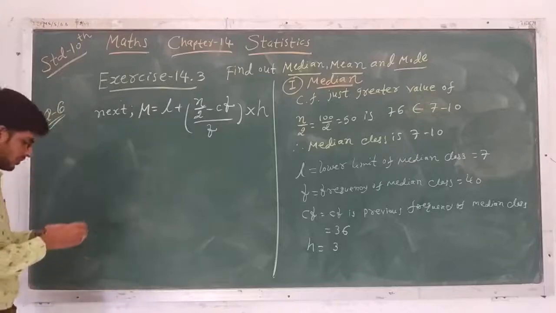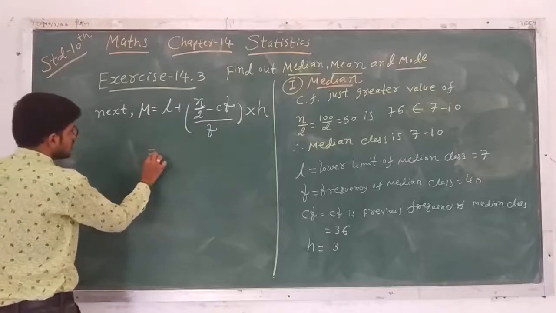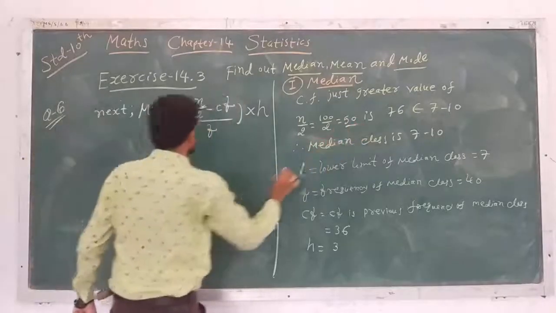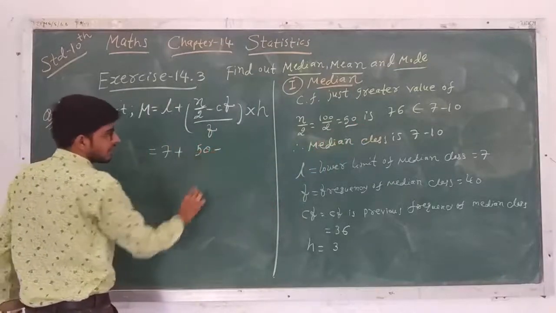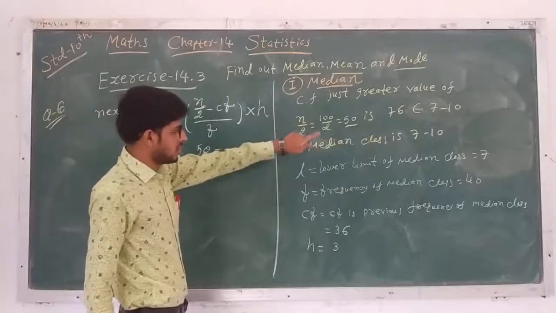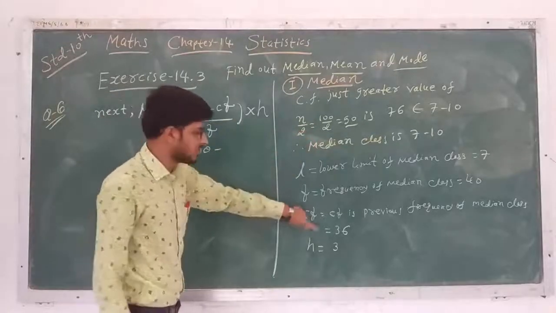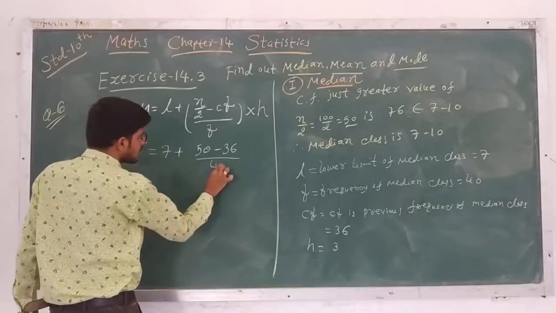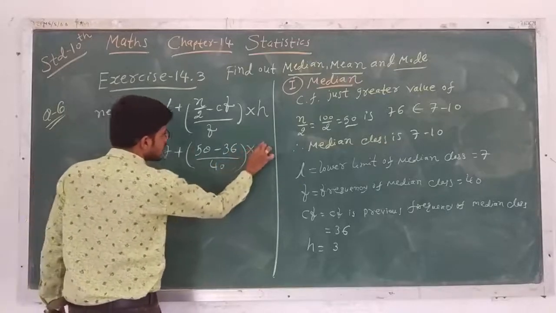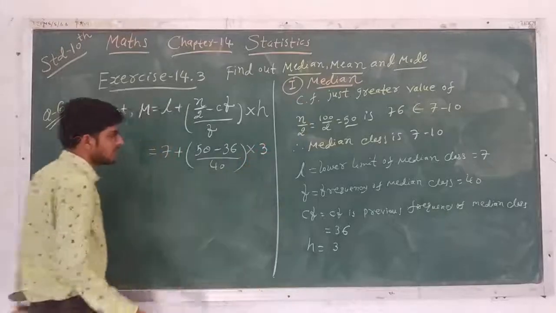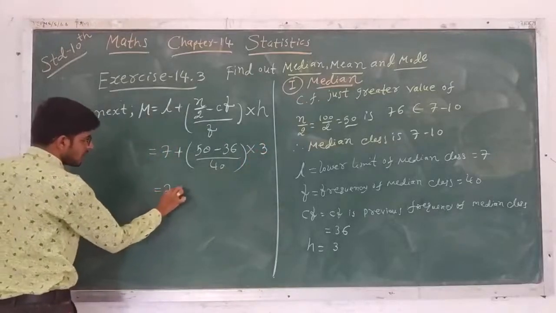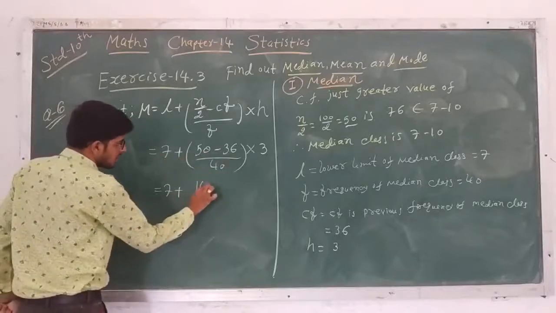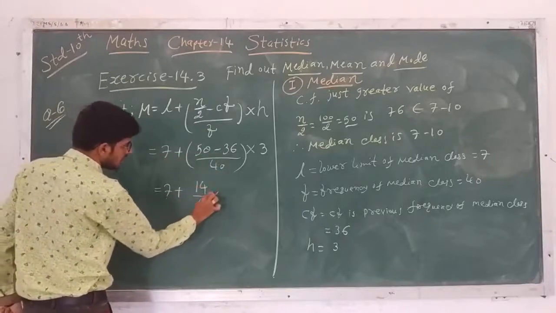Now putting the values. L is 7, plus the value of N by 2 is 50. So 50 minus the value of CF, cumulative frequency, is 36, divided by F. F means 40, multiplied by 3 because the class length is 3. So it is equal to 7 plus (50 minus 36) which is 14, divided by 40, multiplied by 3.